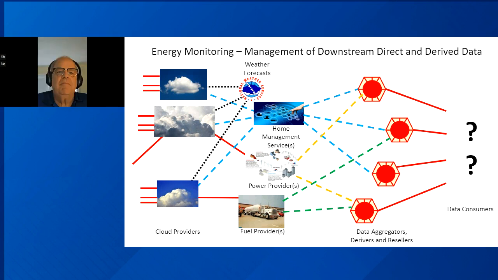Lastly, I'd like you to consider what happens to the data at the end. So there's also management of downstream direct and derived data. There could be several data aggregators, derivers, and resellers in the chain, and then they will sell that data or provide that data to a litany of data consumers. Who are those data consumers? Well, that's yet to be determined, but there are probably going to be some people out there if there's a market for providing this data.